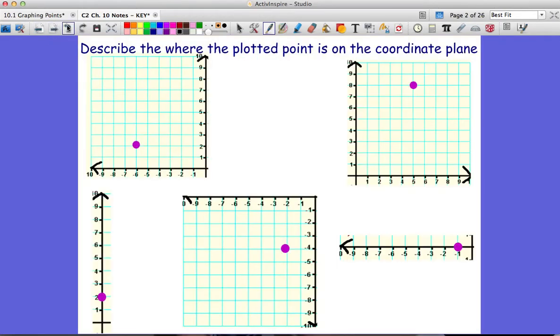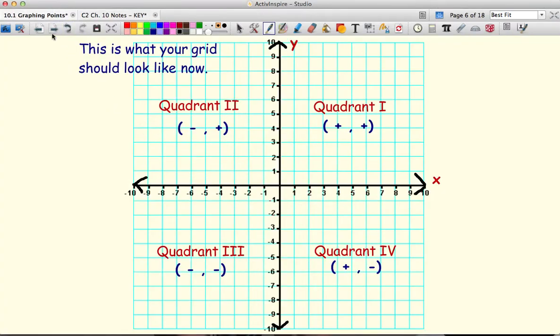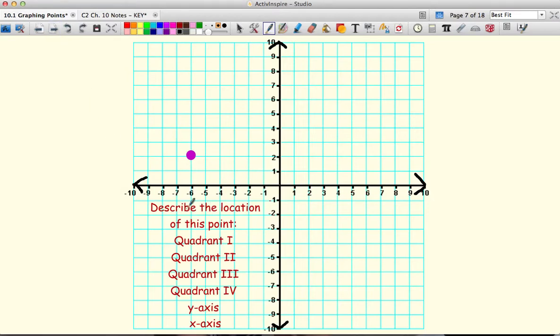Okay, now you can move on to the next part of your notes. And again, this will be one page for you, but it's several pages for me. So we're going to describe the location of this point. Now we're not giving its ordered pair or its coordinates. We're just telling somebody where it's located, where in general you can find this. So your options would be any of the 4 quadrants, the y-axis, or the x-axis.